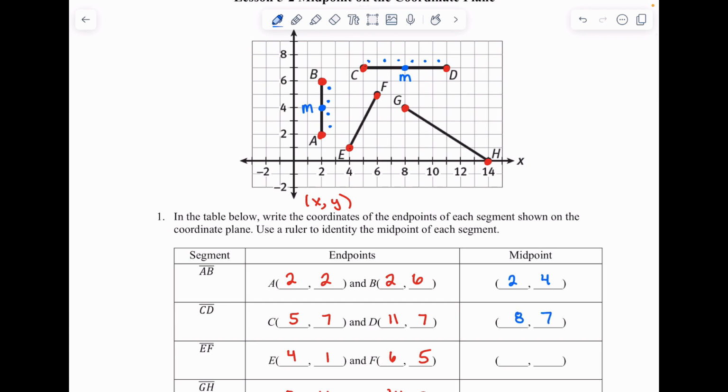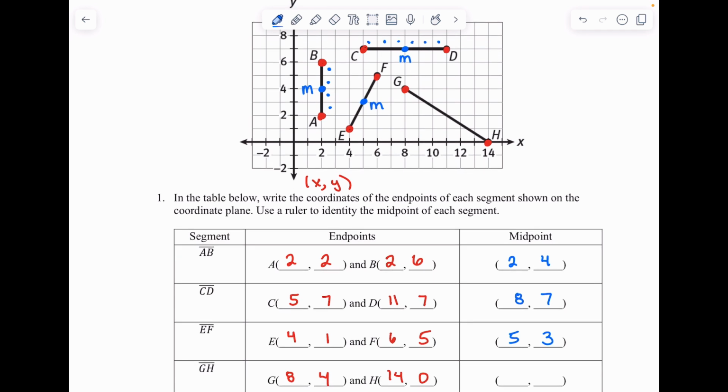Now for EF and GH, since they're diagonal, I can't just count how long they are and cut it in half. I have to approximate. So if I were going to approximate, I would say that the midpoint is about right here for EF, and that's the coordinate point 5, 3. And if I was going to approximate where the midpoint is for GH, I would say it's right about here at 11, 2.